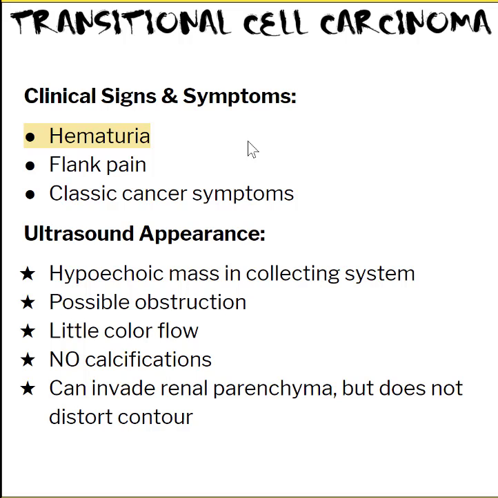It'll just kind of extend into the renal medulla or cortex. So comparing renal cell carcinoma to transitional cell carcinoma: renal cell carcinoma is the most common kidney cancer, transitional cell carcinoma is the most common collecting system cancer. Renal carcinoma is going to be found more in the cortex of the kidney, whereas transitional cell carcinoma is going to appear more in the pelvis. Renal cell typically has calcifications, is heterogeneous, with lots of blood flow. Transitional carcinoma has little color flow, usually no calcifications, and typically stays within the pelvis of the kidney.